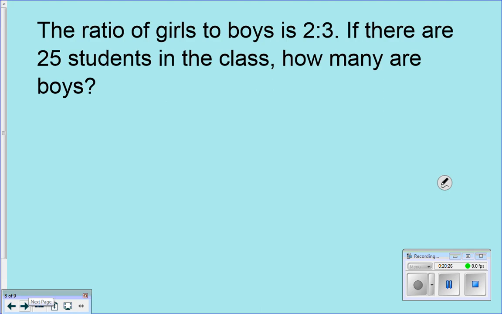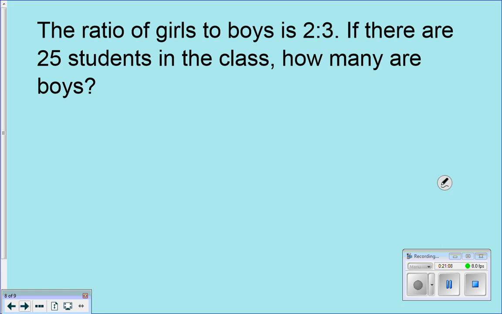Okay, last one I have for you. The ratio of girls to boys is 2 to 3. Okay, so what does that mean? What does a ratio 2 to 3 mean? So for every 2 girls, there's how many boys? 3 boys. Okay? So how many students are we totally talking about up there? We're talking about 5 kids, right? Because if I had a group of 5, because 2 plus 3 is 5. So if I have 5 students and 2 are girls, how many are going to be boys? 3, right?